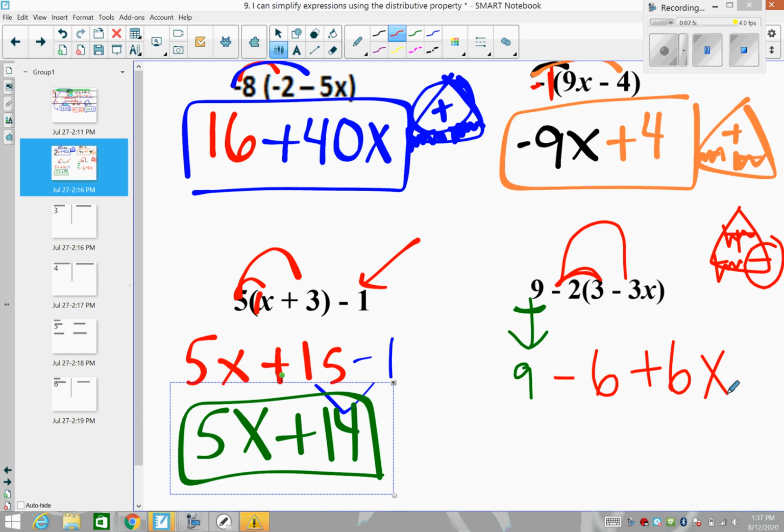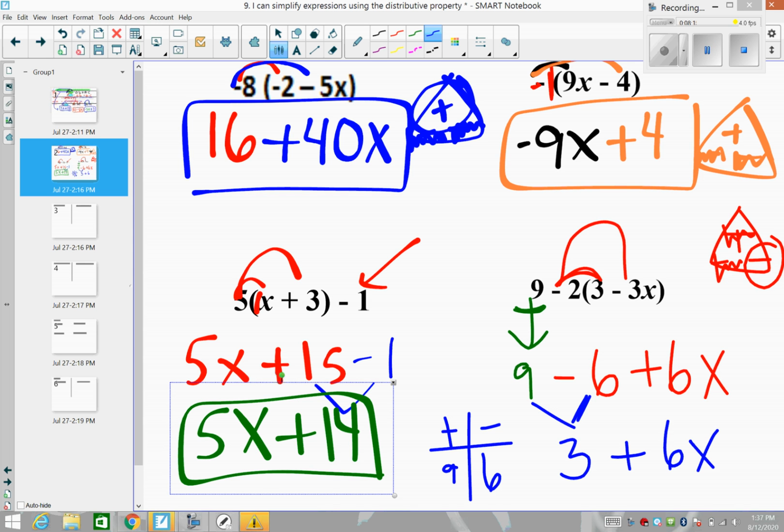If you need to pause the video, rewind that, do it. Now do something called combine like terms if we can. These are both integers, so we can combine those. If we tug of war that, we have 9 players on team positive, 6 on team negative, simply just 3 plus 6x. Combine like terms if possible, and that's as best as we can do. 3 plus 6x.